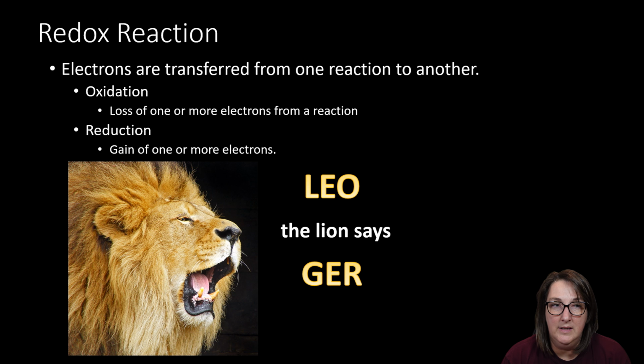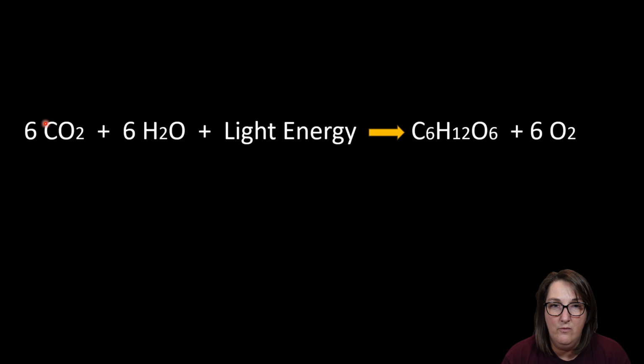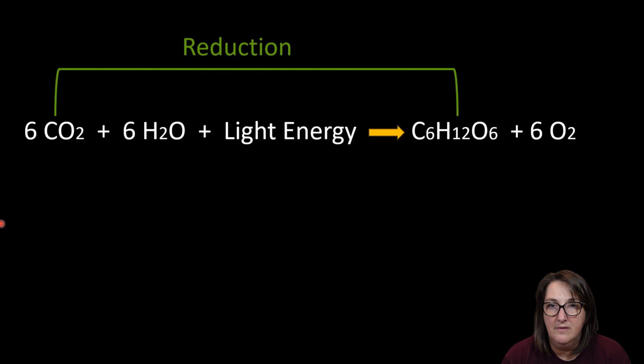So let's look at our formula again. I have carbon dioxide and water. What is happening to my carbon dioxide? Am I gaining or am I going to be losing over here on this other side? So I have a reduction. So over here, this is reducing. So this is gaining electrons. I'm gaining electrons from other carbons. I'm gaining electrons from oxygens. I'm gaining from hydrogens. I'm gaining more stuff over here on this side.